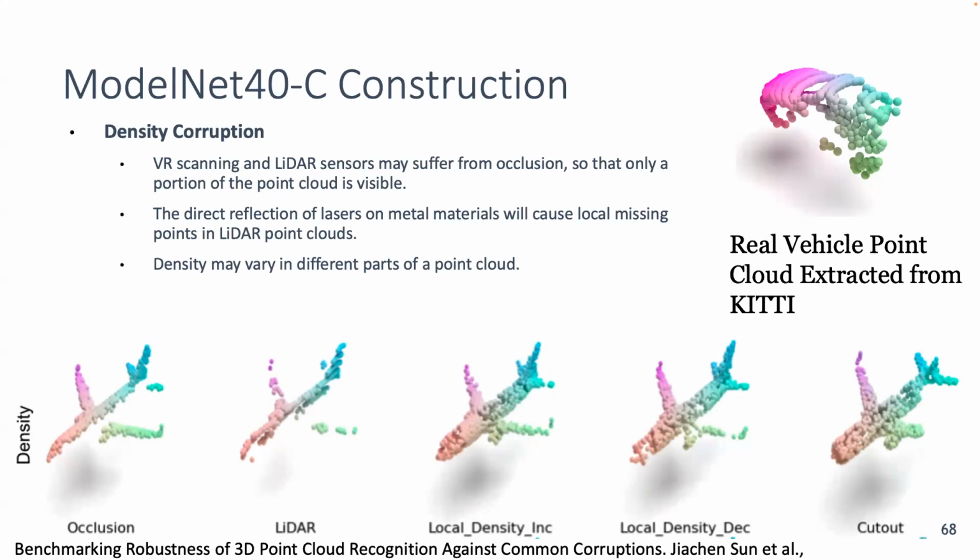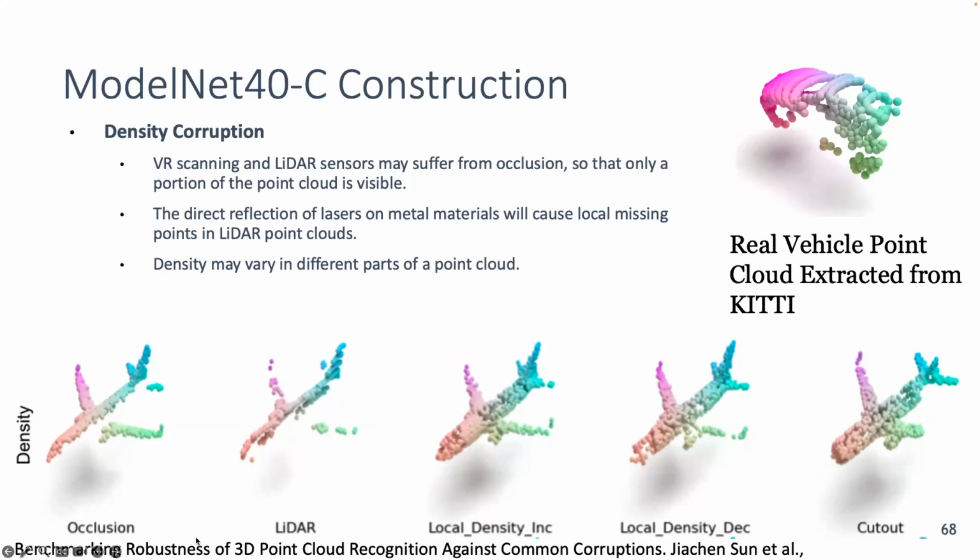So we assume that, for example, for the LiDARs, the vehicles use the LiDARs to scan the 3D, like a discrete point cloud of the object. However, these LiDAR sensors may suffer from occlusions. For example, only a small portion of the point cloud is visible. So in this case, what is the performance of your model?